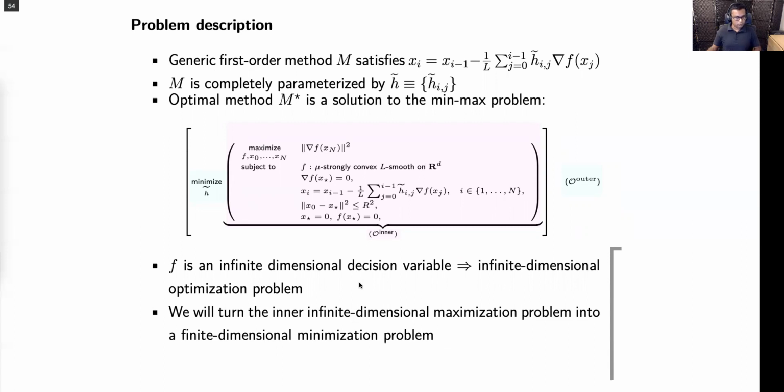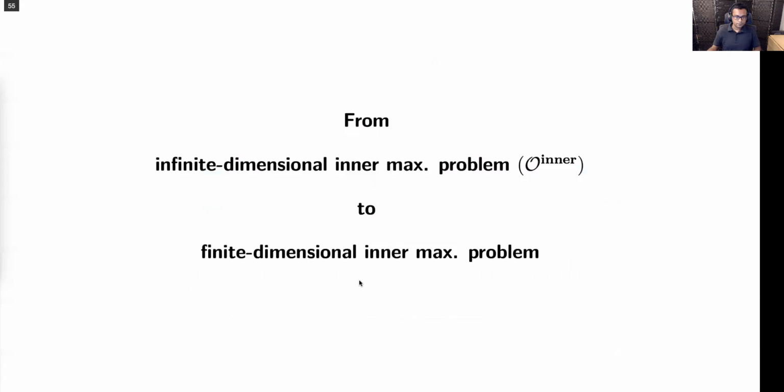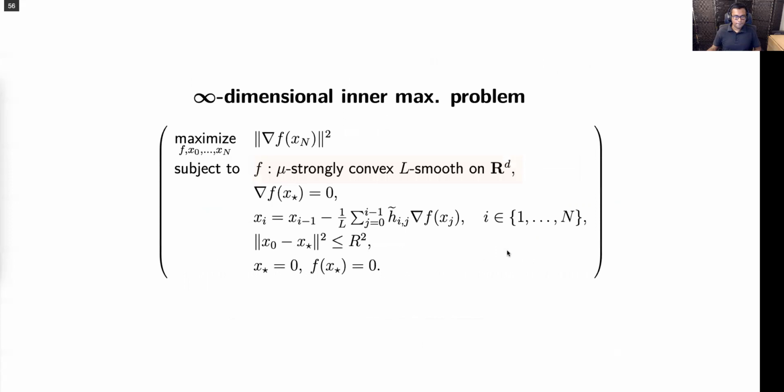So now let's see how to do that. While in this process of converting the inner problem into something finite dimensional, until a certain point, we are going to use the classic PEP, and then we will diverge. So now let's see how to go from the infinite dimensional inner max problem to a finite dimensional inner maximization problem.